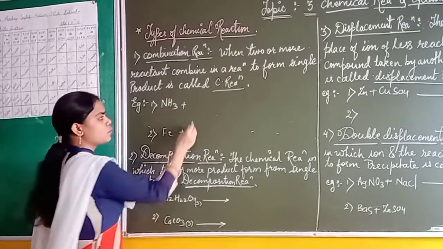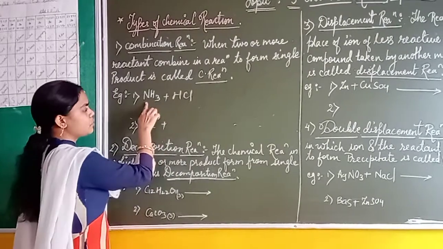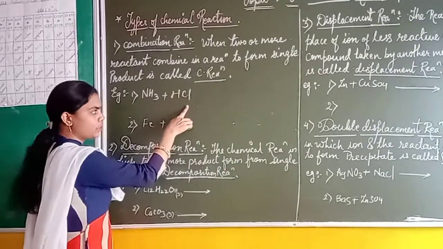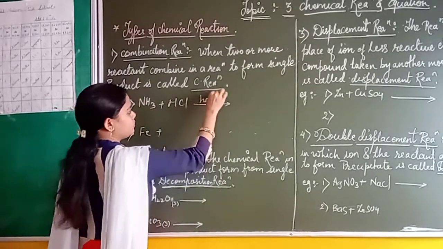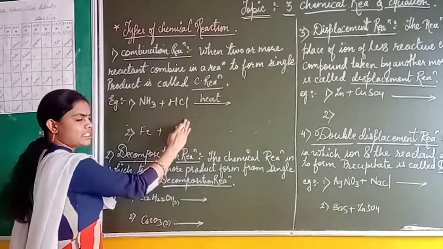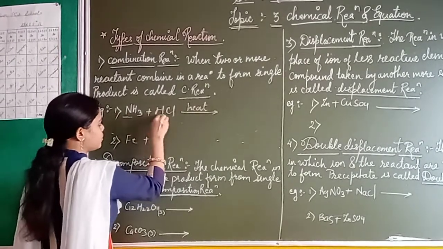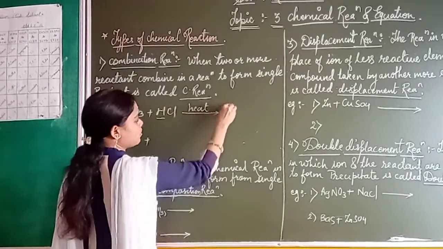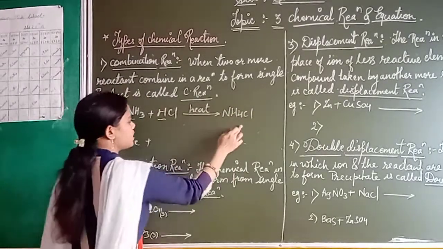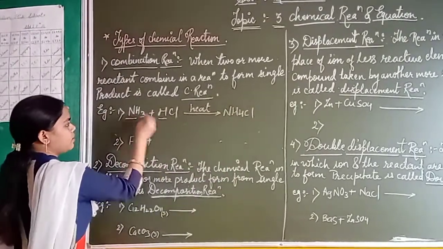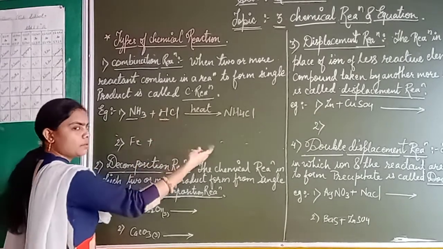Ammonia is going to combine with hydrochloric acid, and after ammonia combines with hydrochloric acid, it is going to give a reaction on heating. So how the reaction takes place: ammonia NH3 is going to combine with HCl, and it will become NH4Cl, right? So this is what we can say, NH3 and HCl are getting combined and it is becoming ammonium chloride.